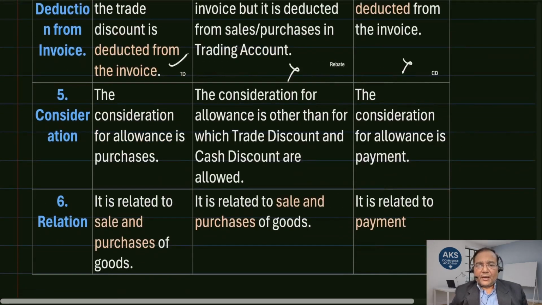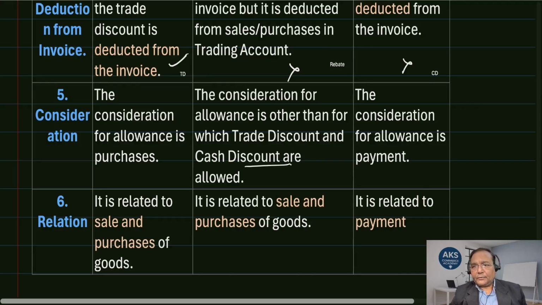Cash discount. Now, consideration for allowance is purchases. Here, for the allowance that we are providing, the consideration is purchases, as in the case of a trade discount. If you are purchasing more, then there will be a trade discount offered. Higher the purchases, higher may be the trade discount given by the supplier.